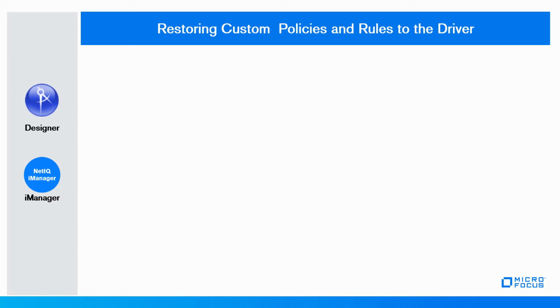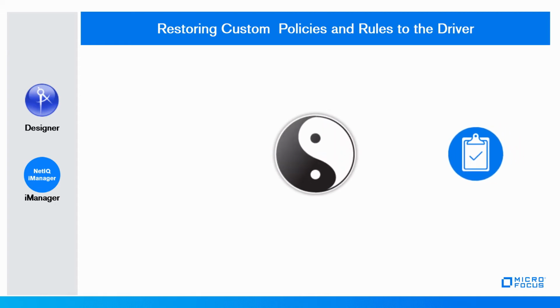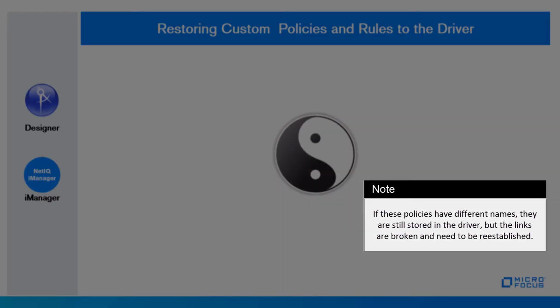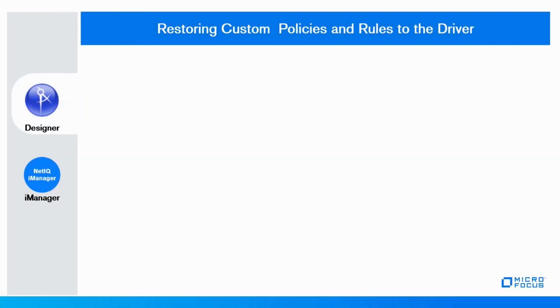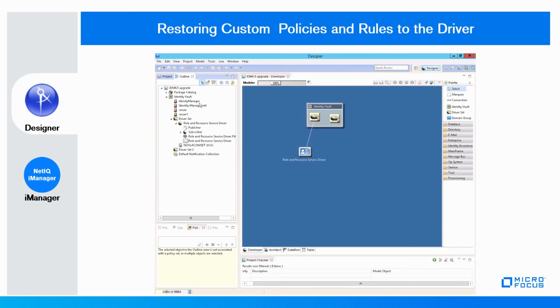Restoring custom policies and rules to the driver. After installing or upgrading to new packages for your drivers, you must restore any custom policies or rules to the driver after you overlay the new driver configuration file. If these policies have different names, they are still stored in the driver, but the links are broken and need to be re-established. Using Designer, you can add policies into the policy set. You should perform these steps in a test environment before you move the upgraded driver to your production environment.